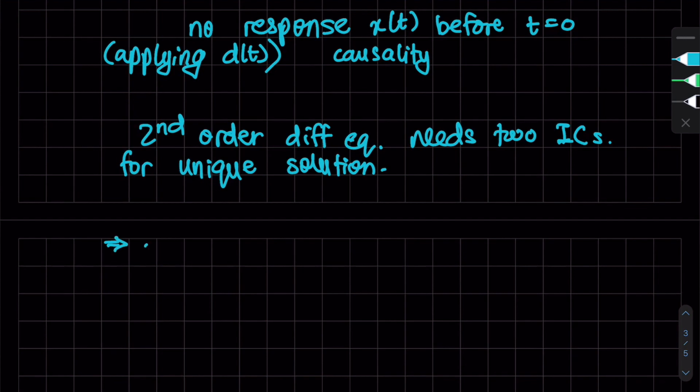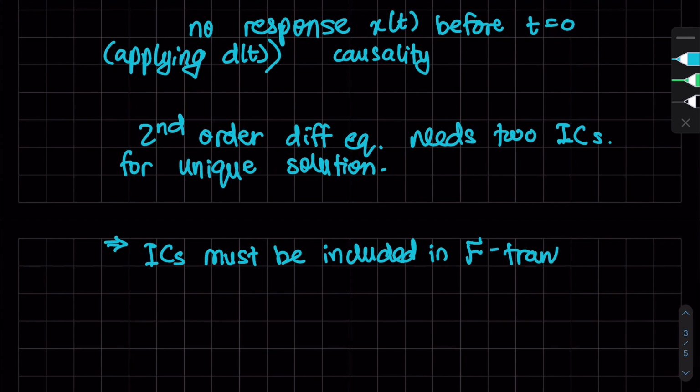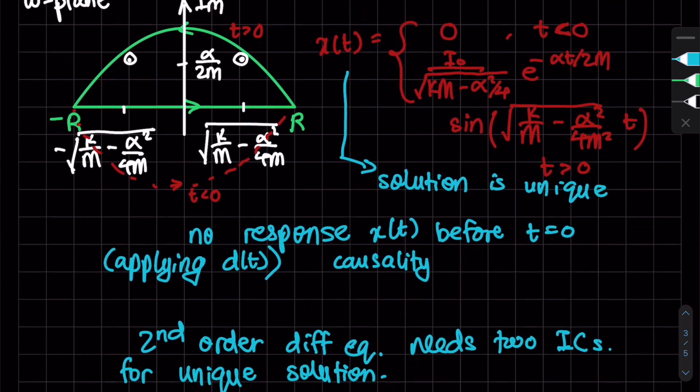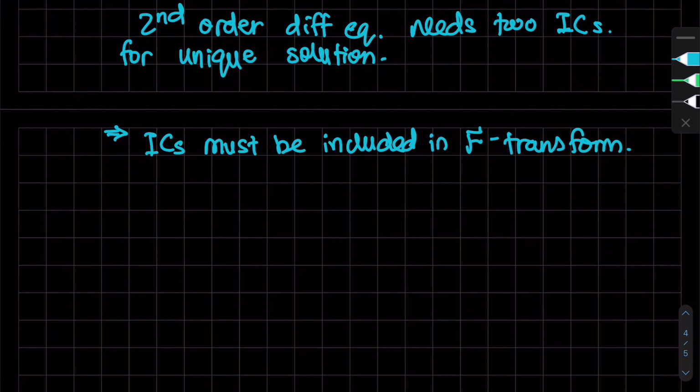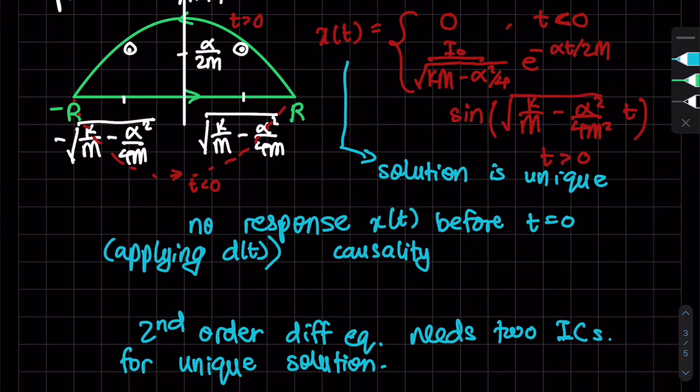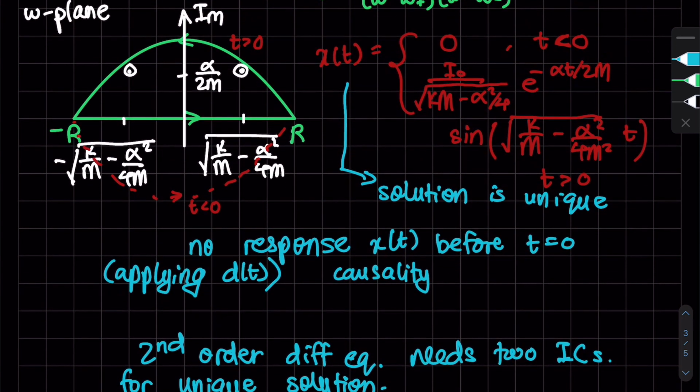So this means only one thing: that initial conditions must be included in the Fourier transform operation when we perform it, because the Fourier transform is literally guaranteeing, in a way, that t less than 0 will have no poles in it. That results in the zero causality and everything after that.